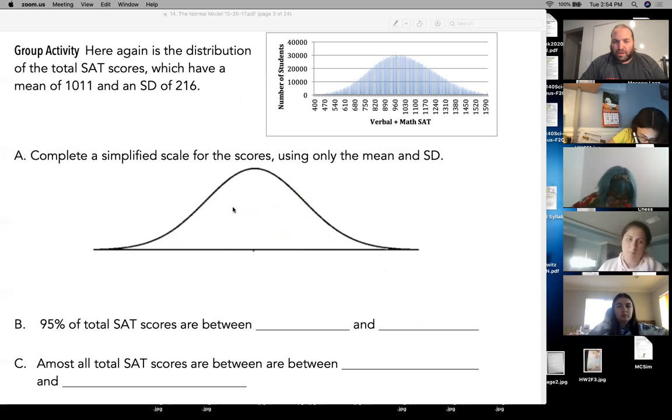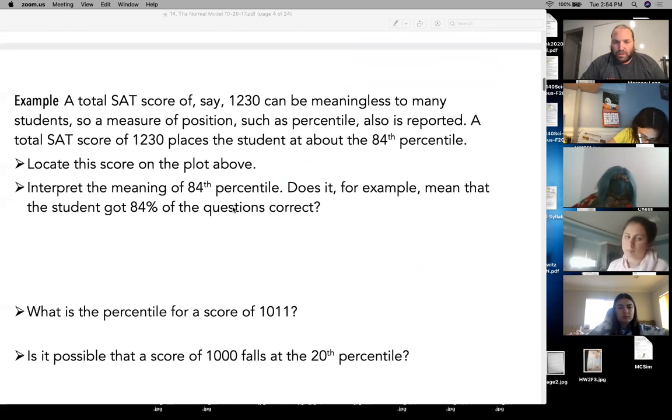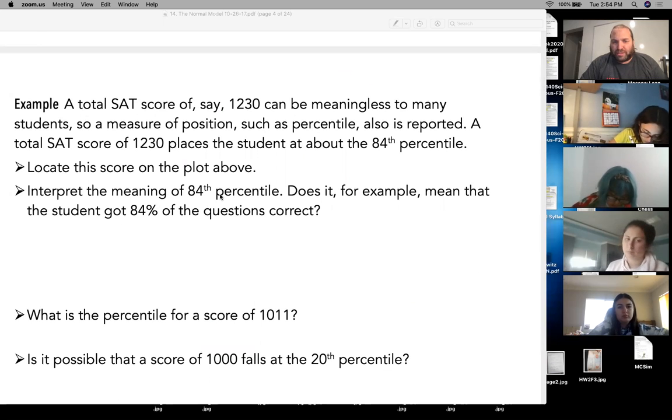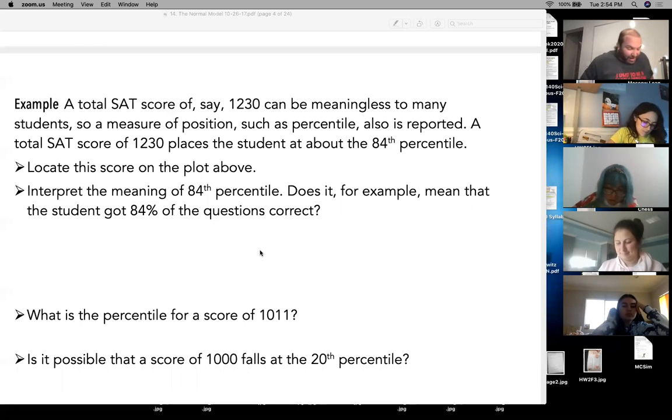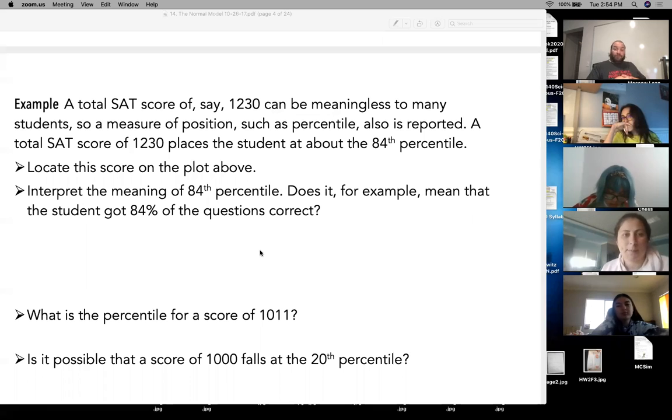Now, it's going to get a little more complicated. Have no fear. When you score in the 84th percentile, does this mean that the student got 84% of the questions correct? No. What does scoring in the 84th percentile mean? That they did not do well. No, they did very well. What does it mean? They did good. Be more specific, please. 84% of the people taking the test scored in the higher range.